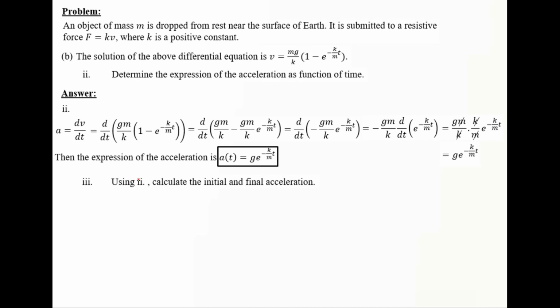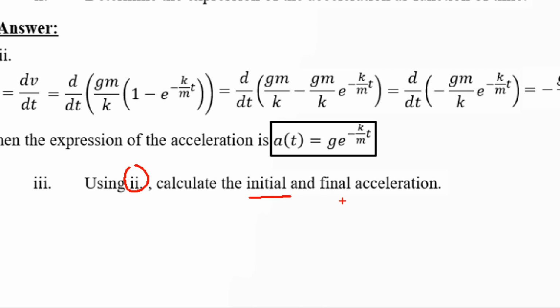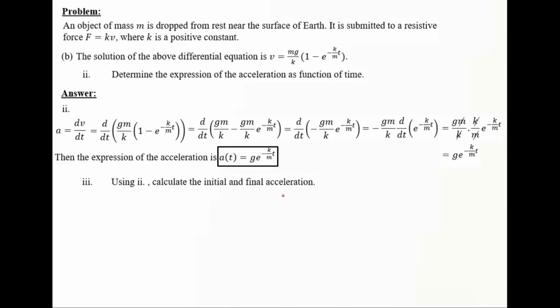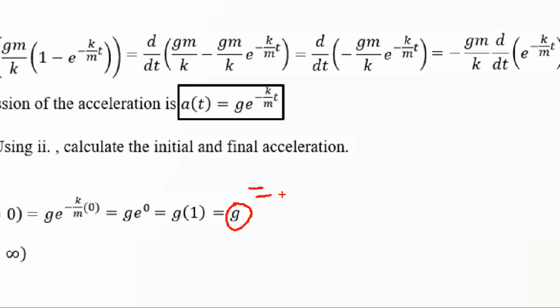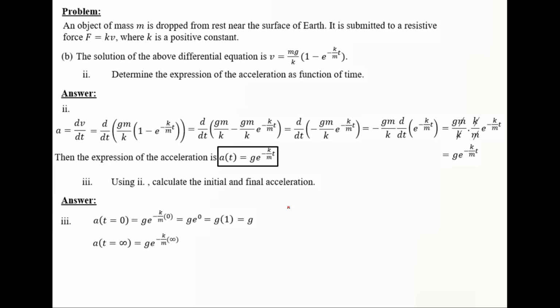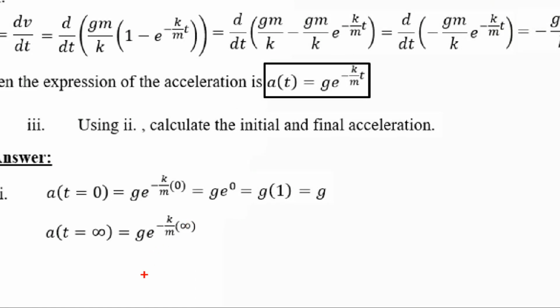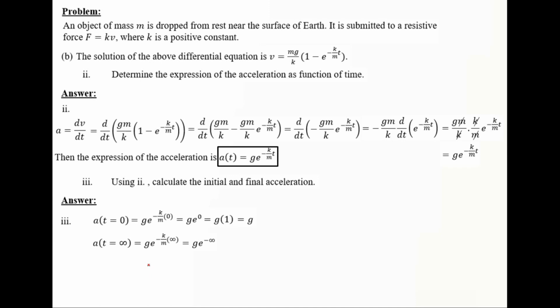Using idea 2, we need to calculate the initial and the final acceleration. So this is straightforward. We need to replace time by 0 and for the final, we're gonna take t tends to infinity. Then the initial acceleration would be e to the power 0, which is basically 1, and that would be g. Remember that near the surface of the Earth, g is given by 9.81 meter per second square, which is a unit of acceleration. And as t tends to infinity, that would be e to the power minus infinity, which is basically 0.